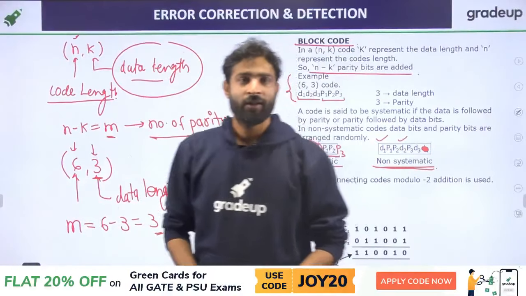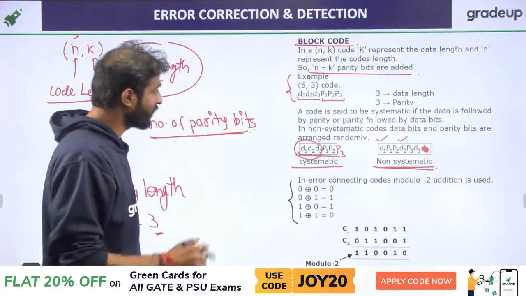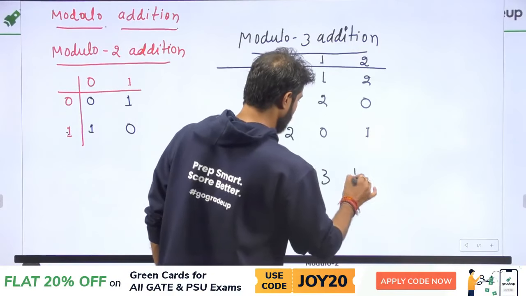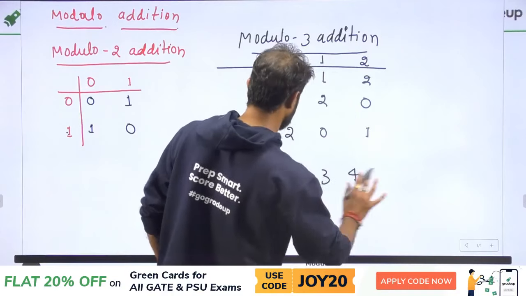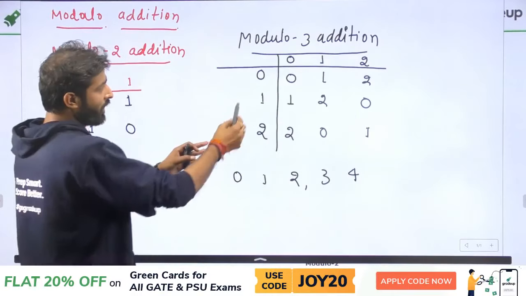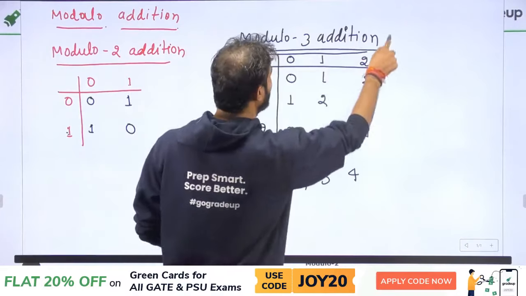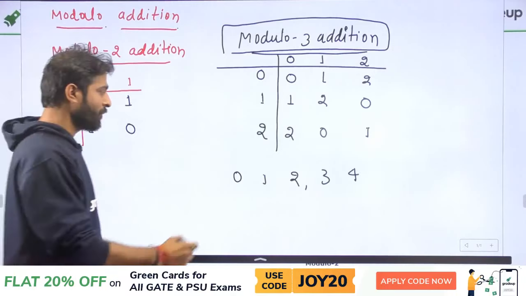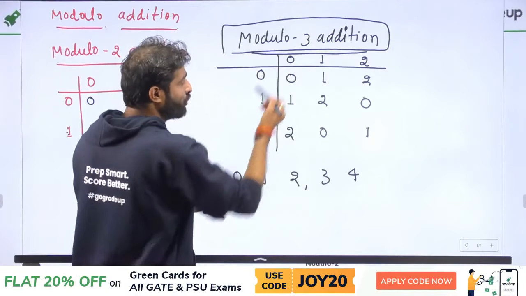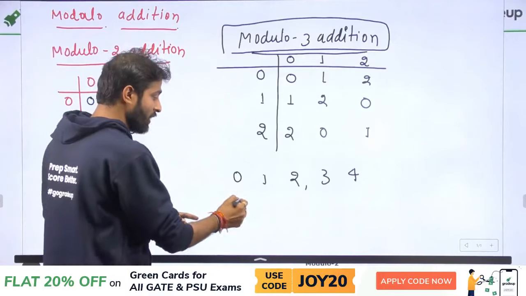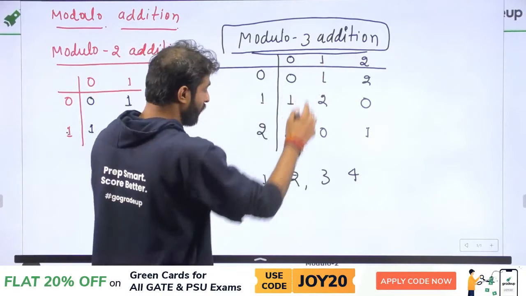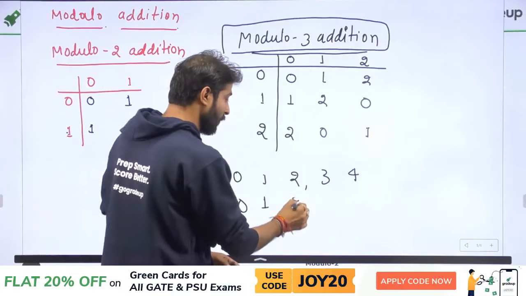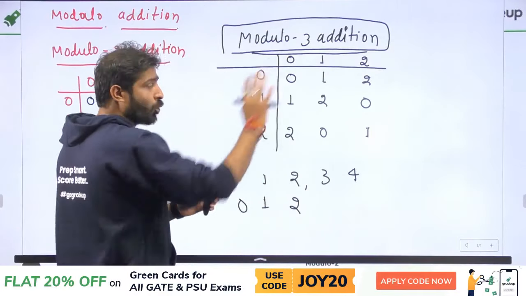Okay. Modulo 3 addition again. In the modulo 3 addition, there will be 0, 1, 2, 3. I'm writing 4. And of the addition, there will be the 4, right? So if you want to perform a modulo 3 addition, what exactly is modulo 3 addition? If you are adding 0 with 0, the result will be 0. If you are adding 0 with 1, or 1 with 0, the result will be 1. When you get the result 2, that will be 2. But there will be only 0, 1, 2 in the answer.